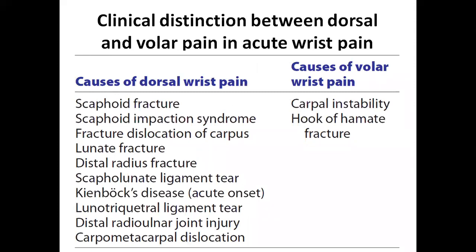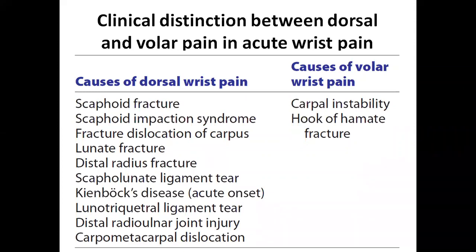So these are some of the conditions, which should be clear to you, which cause wrist pain on the dorsal side, and some of the conditions which cause wrist pain on the ulnar side. Those which cause dorsal wrist pain are the scaphoid fracture and the scaphoid impaction syndrome, which will be discussed in the upcoming slides.